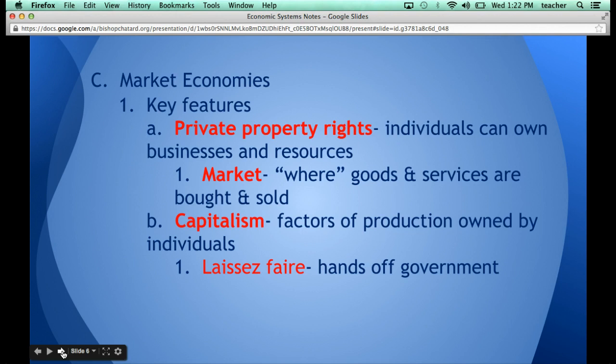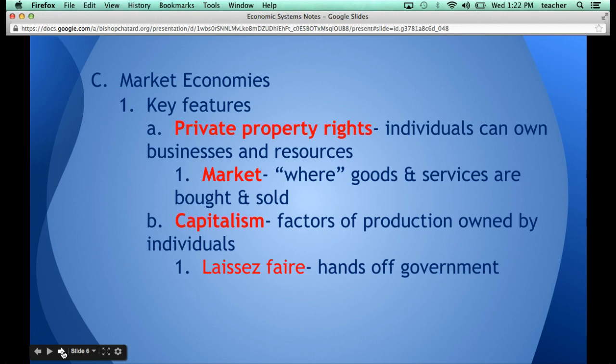Okay? In a pure market system, it is completely laissez-faire. It's going to be completely hands-off, where the government pretty much lets businesses decide what they're going to do, how they're going to do it, and who they're going to do it for, without the government intervening at all.